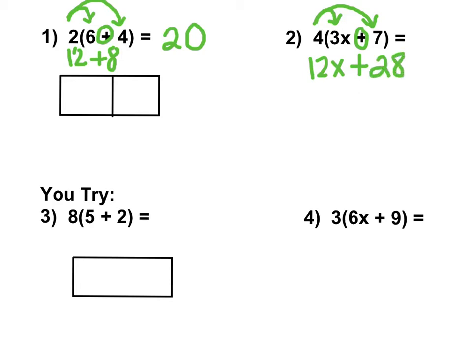Now when I take a look at this expression, 12x plus 28, since I have an x on this term and not on the other one, I actually can't add these two together. My final answer would just be 12x plus 28.